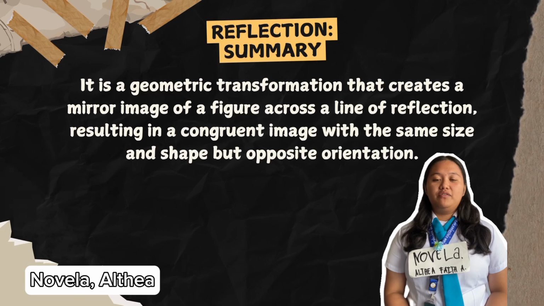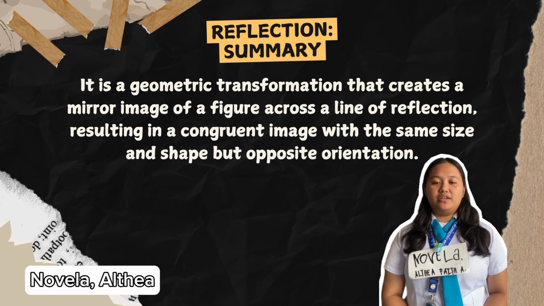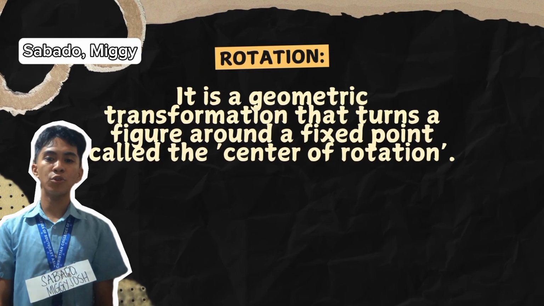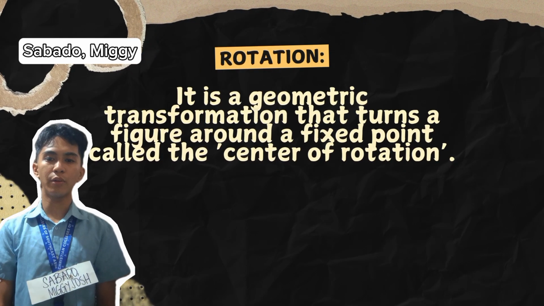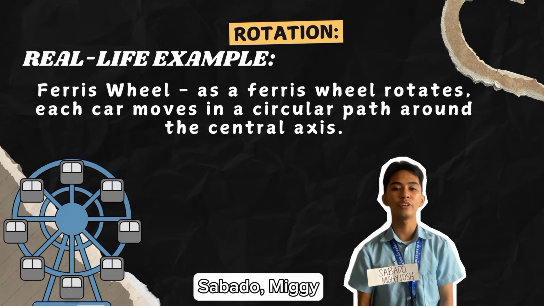For the summary, reflection is a geometric transformation that creates a mirror image of a figure. It involves flipping the figure across a line of reflection, resulting in a congruent image with the same size and shape but opposite orientation. Rotation is a geometric transformation that turns a figure around a fixed point, called the center of rotation. Here is our real life example.